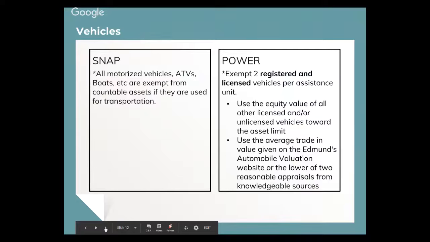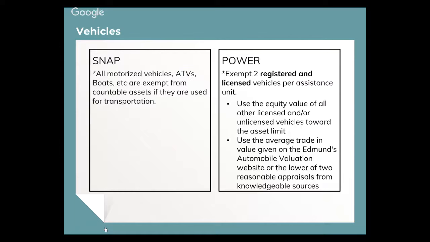Starting with vehicles. For the SNAP program, all motorized vehicles, ATVs, boats, etc., are exempt from countable assets if they are used for transportation purposes. So we need to have that conversation. We need to document that conversation within the narrative. And then we don't have to worry about verifying the value of vehicles. We can just narrate these vehicles are exempted, they are motorized, and so states that they are used for transportation purposes. They are exempted. For POWER, it is a little different.